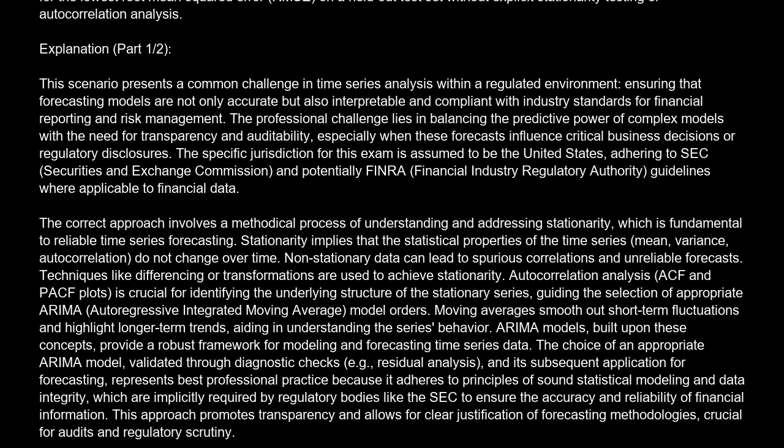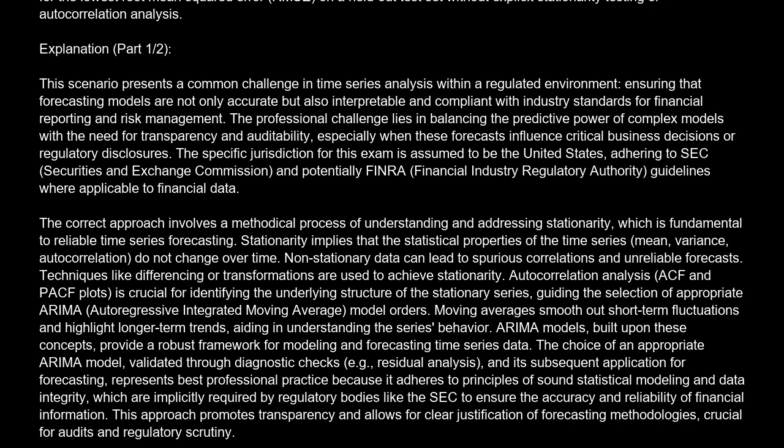Autocorrelation analysis, ACF and PACF plots, is crucial for identifying the underlying structure of the stationary series, guiding the selection of appropriate ARIMA, autoregressive integrated moving average, model orders. Moving averages smooth out short-term fluctuations and highlight longer-term trends, aiding in understanding the series behavior. ARIMA models built upon these concepts provide a robust framework for modeling and forecasting time series data.